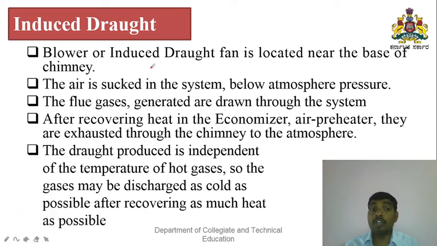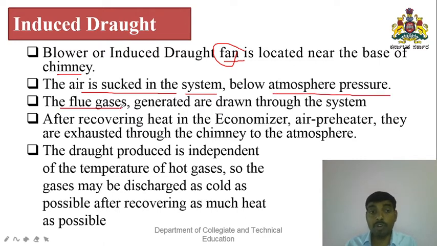Induced draught is produced by the fan, which is located near the base of the chimney. As the diagram in the video clearly shows, the fan is located very near the base of the chimney. In forced draught, the force of the air occurs, but here it will suck the air. It will suck the air, it will induce the air, and it will supply it to the chimney. That is the concept of induced draught. So here the air is sucked in the system below atmospheric pressure. The flue gases generated are drawn through the system.